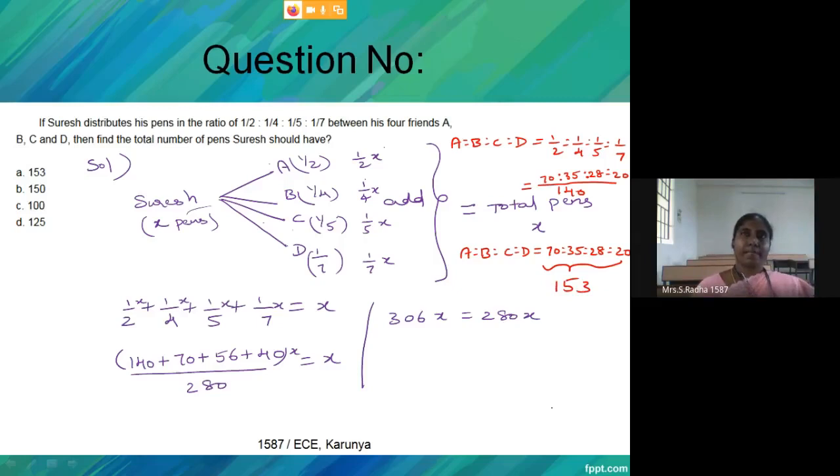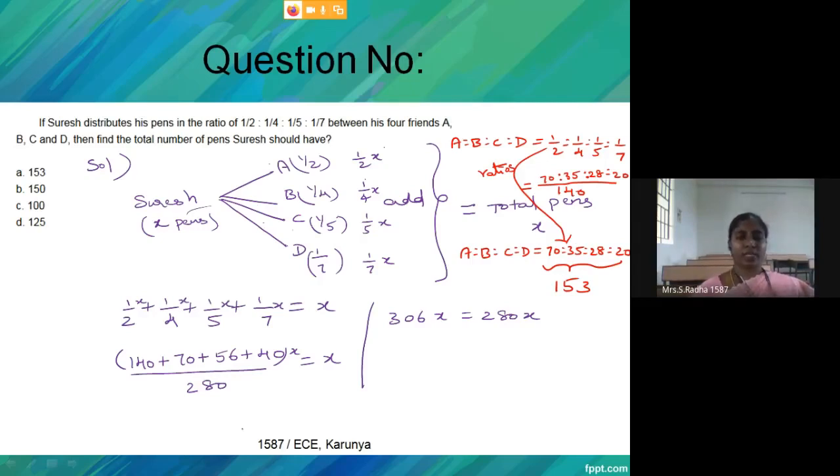Okay. And here what I want to tell you is, they are converting the ratio in fractions to full numbers. This is the logic you have to follow. And I have tried another method. Here also we should get the answer.